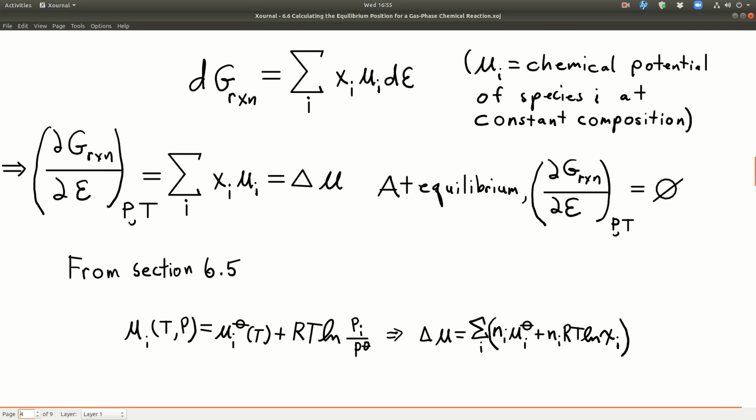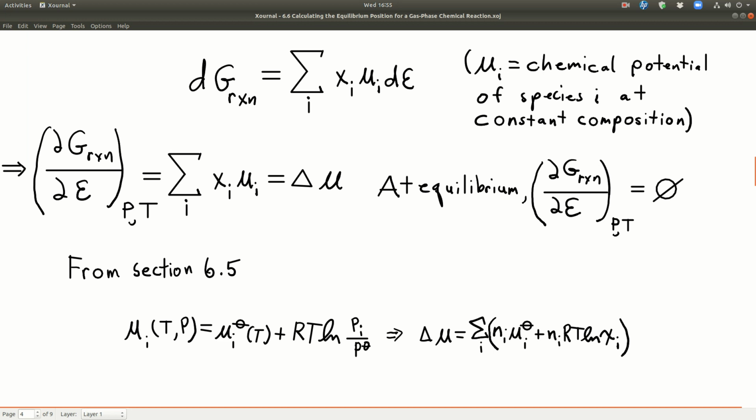So we can manipulate this equation just a little bit. If we take this, move it over to this side, make that a partial, it looks like this, at constant pressure and temperature. That's equal to the sum of the coefficients times the chemical potentials, which is just the change in the chemical potential overall. We know at equilibrium, the partial of G with respect to epsilon is equal to 0.